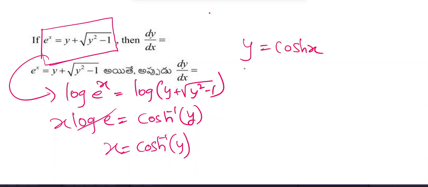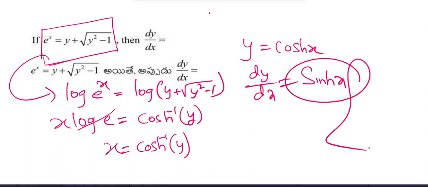Now take differentiation on both sides with respect to x. The derivative of y is dy by dx, and the derivative of cos hx is sin hx. This is the final answer.